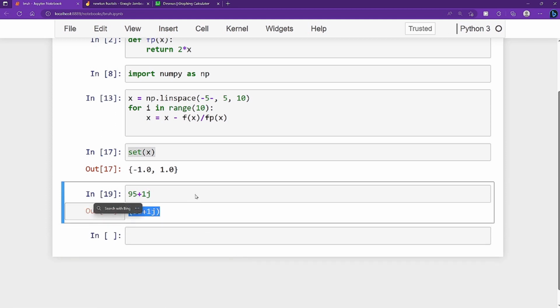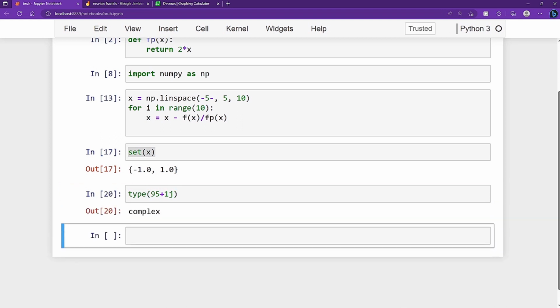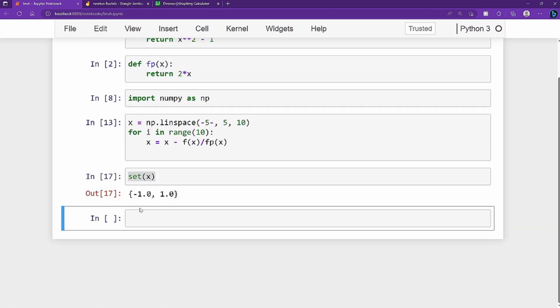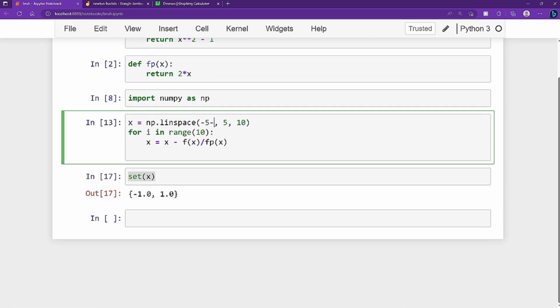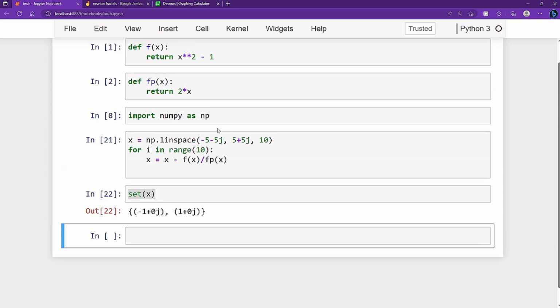It's a complex number, and you can see the type of it. I think it'll also tell you that it's complex. So I can do the same thing to linear space. I can say 5 minus 5j to 10 plus 5 plus 5j, and it'll converge to the same thing.